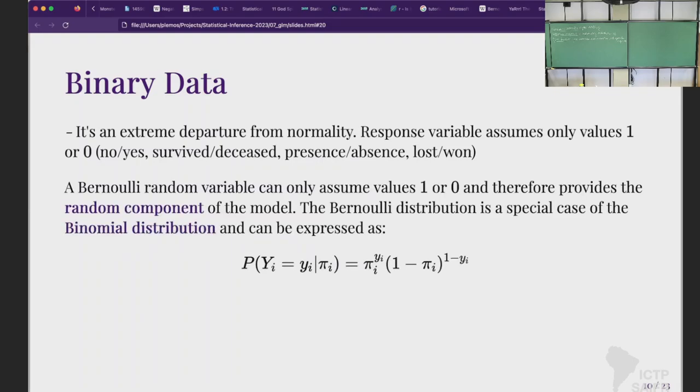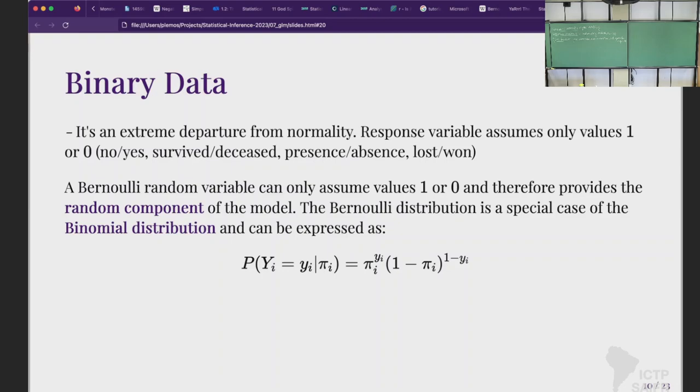And what we can do is we can assume that our response variable follows a Bernoulli random variable, which can only assume the values of 1 and 0. And this is what's going to provide the random component of our data. The Bernoulli distribution is a special case of the binomial distribution. And this is one way that we can express that. So in this case, we would be interested in estimating this parameter pi.